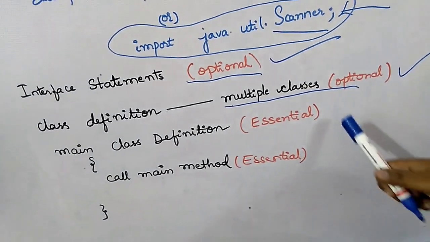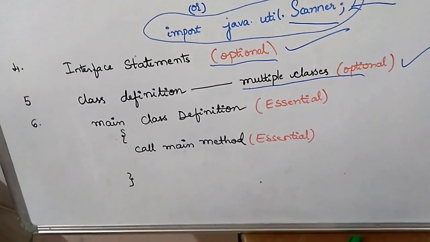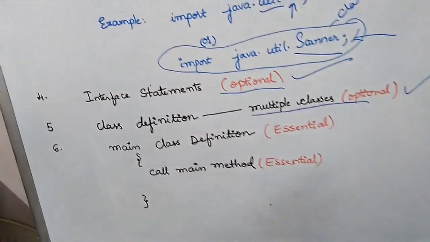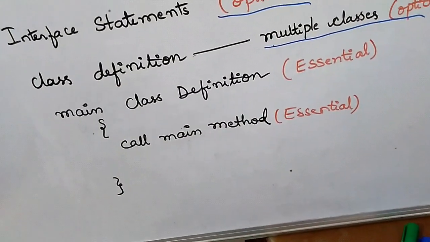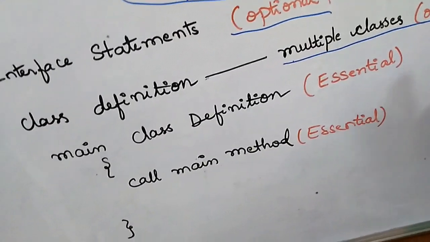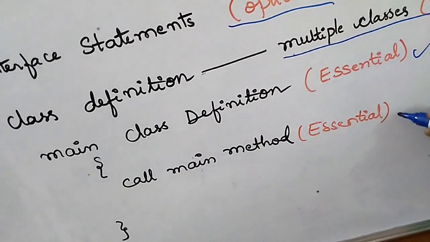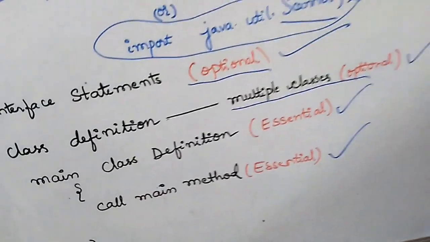And the next one is very essential. You need to have at least one class in your Java program, because this is an object-oriented programming language. By syntax, you need to have at least one class in your program. And if you are having only one class in the program, that class should be having the main method. This is very essential.